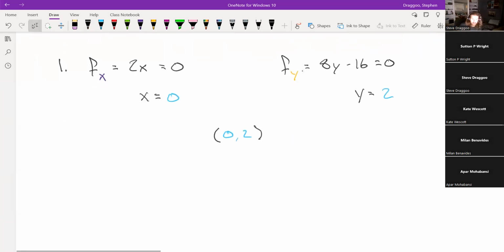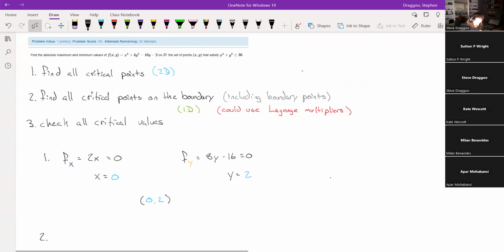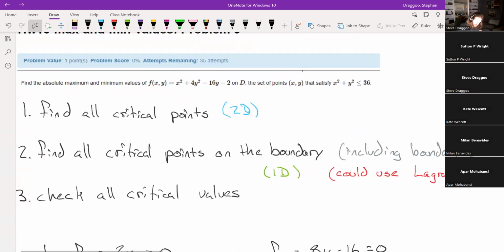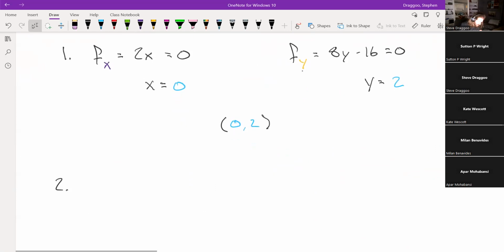So on to step number 2, finding all of the critical points on the boundary. If I come back up to what our boundary was, I already found the one critical point where x squared plus y squared is less than 36. Now I want to look at the boundary where x squared plus y squared is equal to 36. And again, that bit is our boundary.